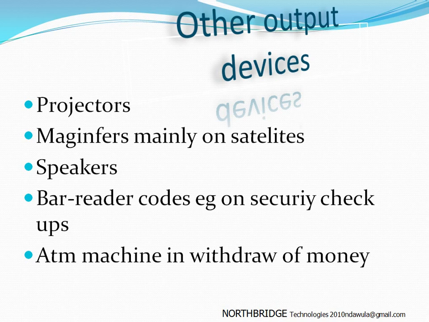Then we have magnifiers, mainly on satellites. Magnifiers are a little more advanced because they can take a small item or any element and magnify it so that you can see it, maybe using the screen or the magnifier itself. Then we have speakers.